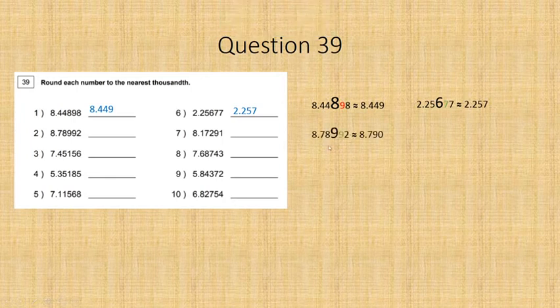8.78992. I have to find the number, which is the 9, and then go next door, it's another 9. So it's a strong number, so I have to add one more to this 9. It's gonna be 10. I cannot write two digits in one place, so it's gonna be 0 and carry up 1 to this 8. It's gonna be 9 and 7. Put it the same, and here's 8 points. So 8.790, and this is the answer.